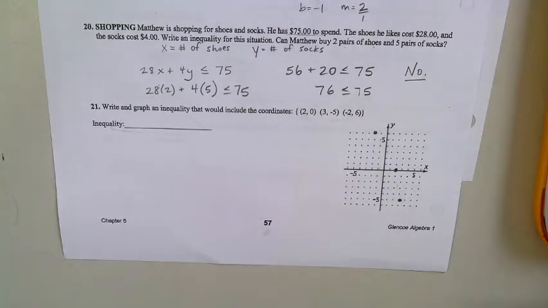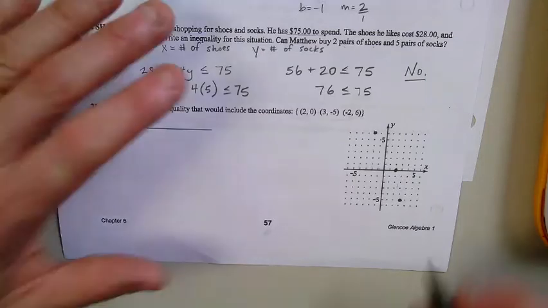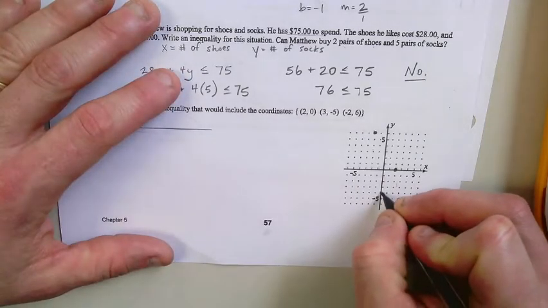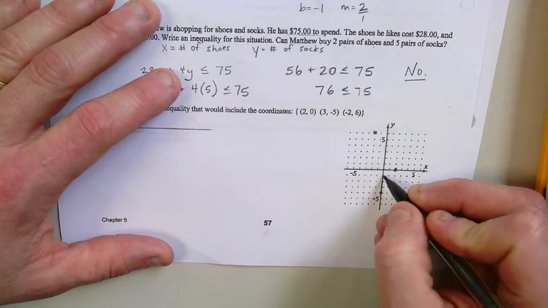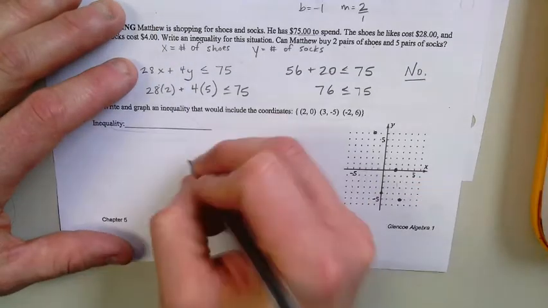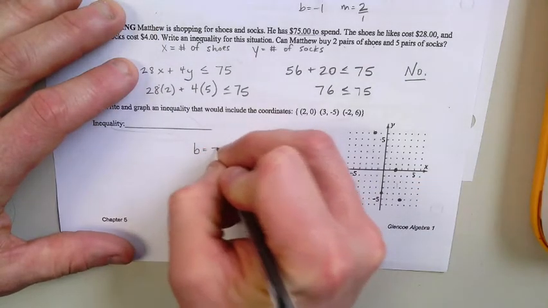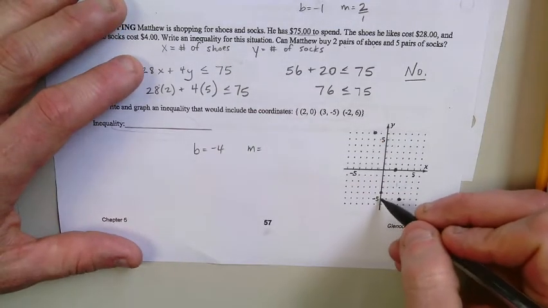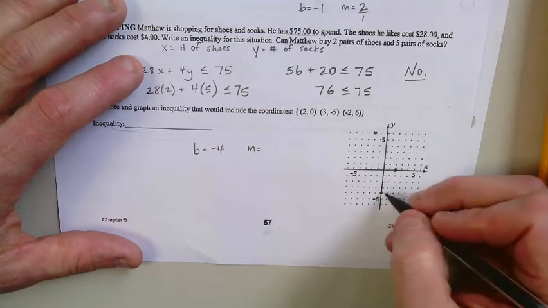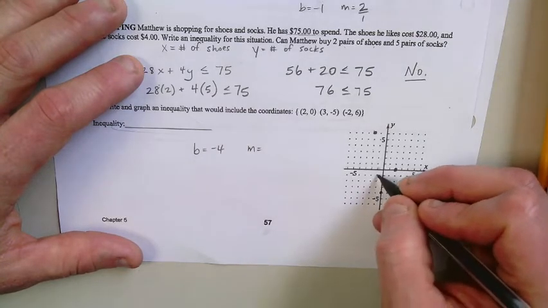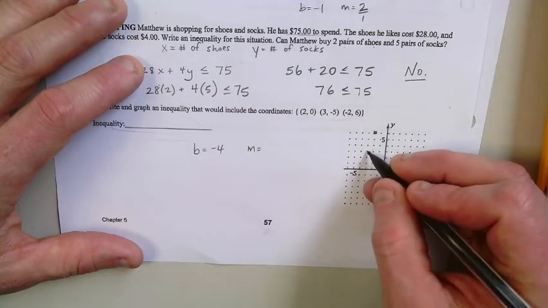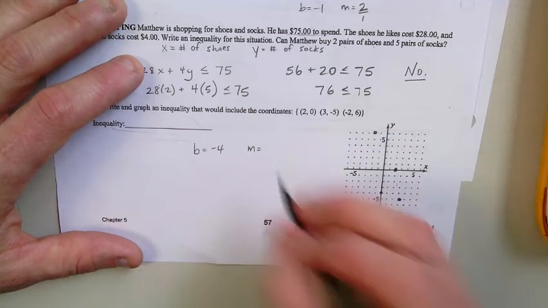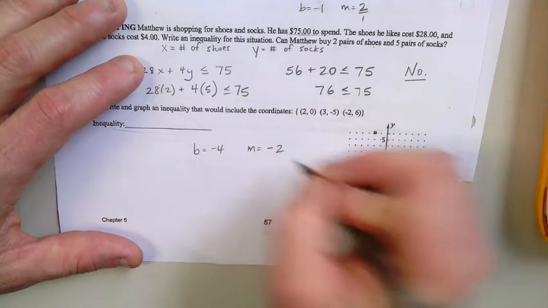So I think what I'm going to do is make my y-intercept -1, 2, 3, 4. So my y-intercept is -4. And I'm going to make my slope, let's say -2 over 1. Let's say a -2 slope. 1, 2 over 1, 1, 2 over 1. Yeah, that works. I have a -2 slope.